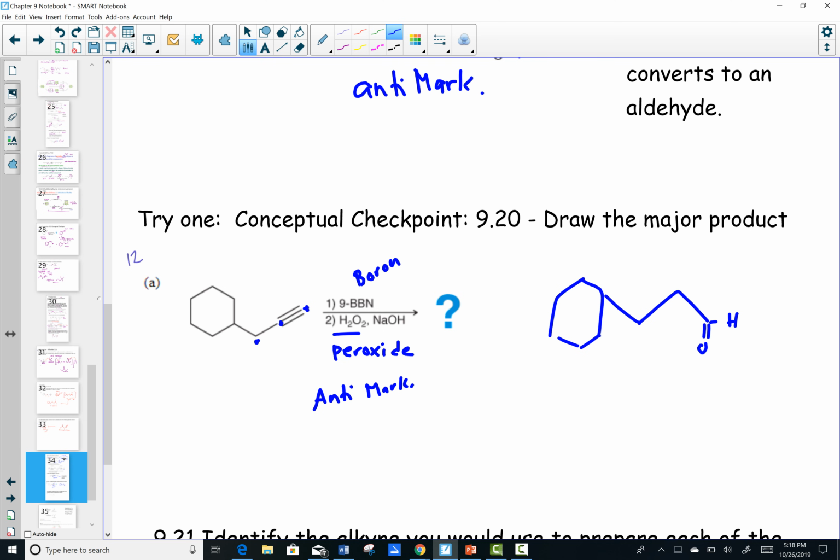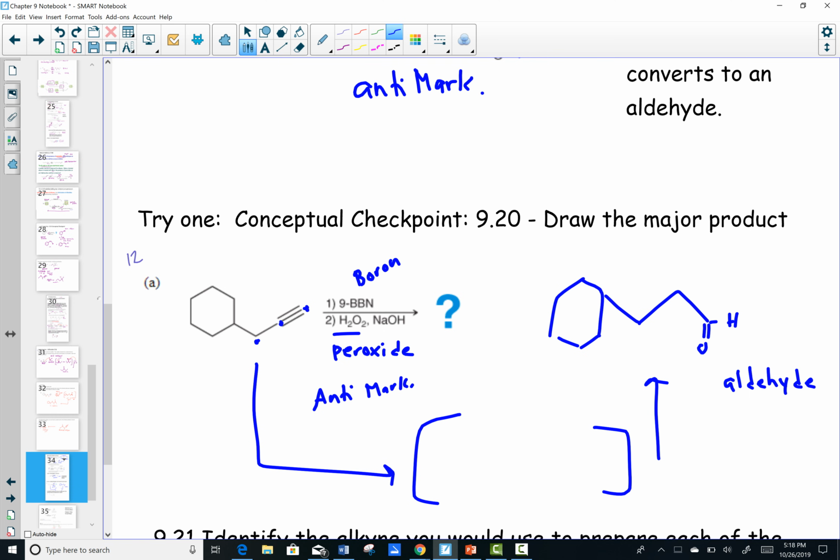Now, if it asked for the enol intermediate, I could take you there. Let's come down and go to the intermediate, and I'm going to put that in a bracket and then show you that it can work up to the aldehyde. This question didn't really ask for that. It just said, what's the major product? So that's why I just drew the aldehyde straight out. I had 1, 2, 3 carbons coming out of a cyclohexane. At the very end carbon is going to have a carbonyl group, the aldehyde functional group.